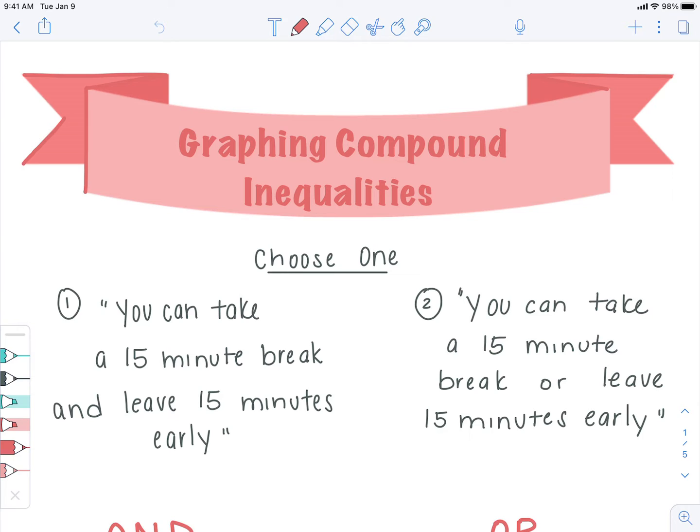With the first one, you can ignore the second one. You do nothing for 30 minutes, pretty much. And then the second one, you could choose what to do for 15 minutes.